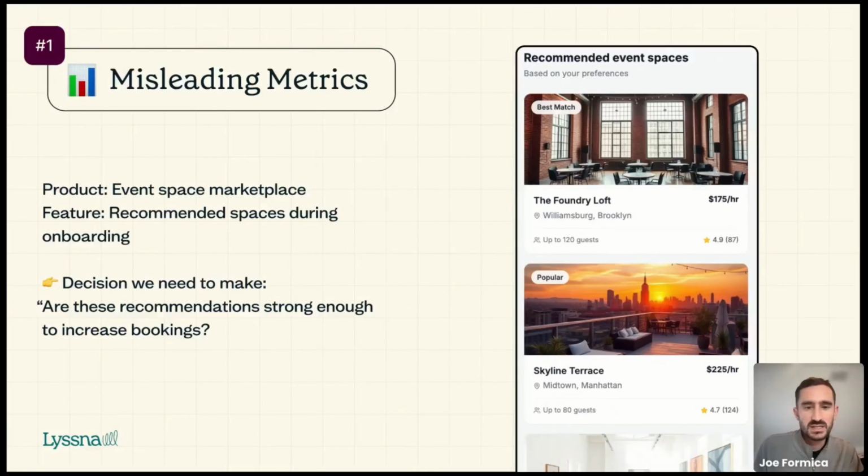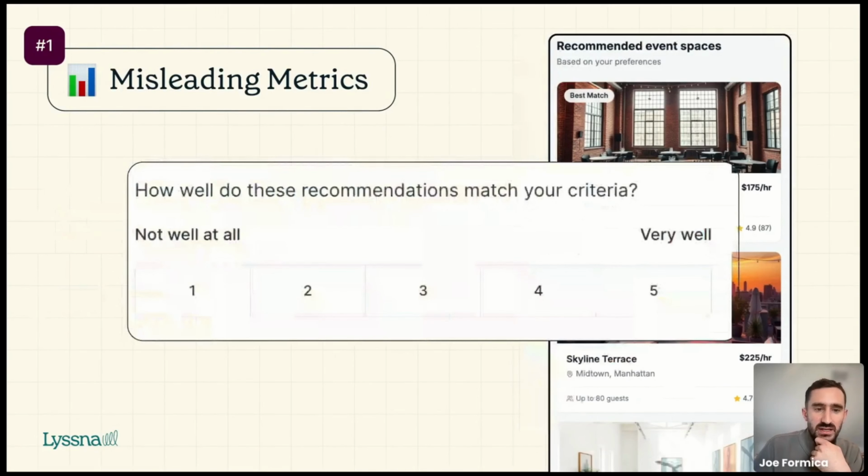So imagine we're testing this out or running some sort of study on it, and we're trying to evaluate how strong these recommendations are. Are we successfully delivering really good recommendations, ones that people are going to end up booking based on the criteria we're asking? Or are they feeling like it's just popular spaces or things that maybe look good but aren't really relevant to them? So here's an example of a misleading metric question. How well do these recommendations match your criteria?